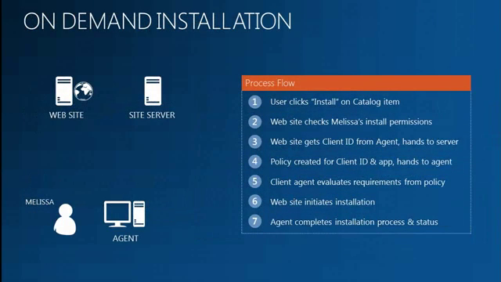So, on-demand installation. Basically, the end user logs into the application catalog and clicks install for an application. At this point, we reach out to the website with the application catalog. It asks for the client ID for this particular client, then goes to the client and hands it over to the server. The policy created for the client ID and the apps is handed back to the agent, and the website initiates the installation of the app. At the same time, we also report back any status messages once the app is installed.